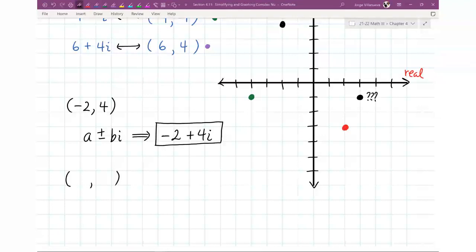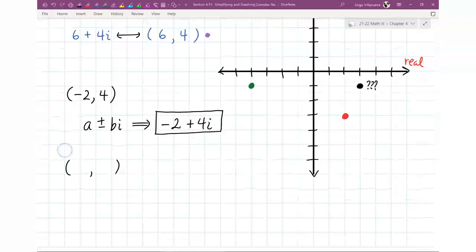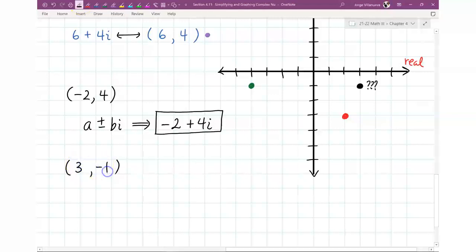Can someone give me the point for that black one in quadrant 4? What are the coordinates for that black one? All right, 3, -1. Thank you. So 3, -1. Can someone else tell me how it's supposed to look if I write it as a plus or minus bi? 3 minus i. Good. 3 minus i. That is the correct answer. And that's it. This is what your homework is like, guys. All right, so I'll stop the video right now.